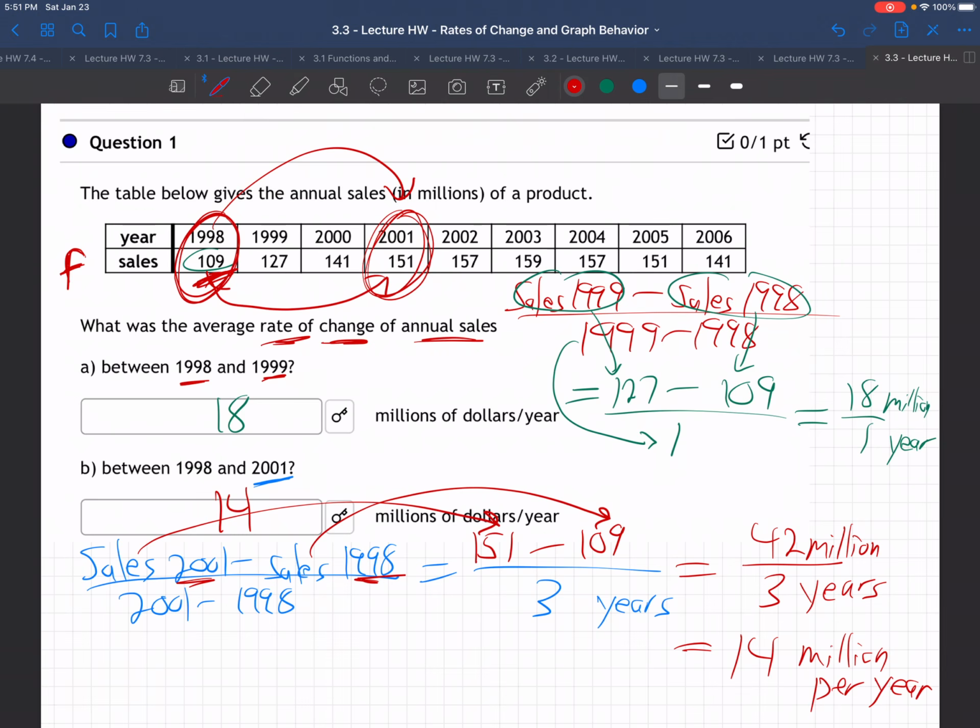So the average rate of change is what we're figuring out, right? The average rate of change between 1998 and 2001: their sales went up on average 14 million per year. Really, it went up 42 million in 3 years, but the average is like 14 million every year, 14 million per year. So that's how we figure out an average rate of change.